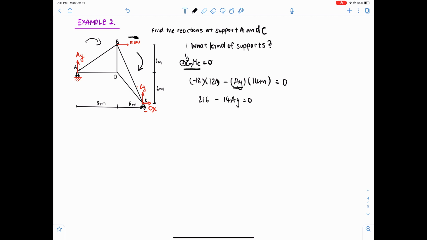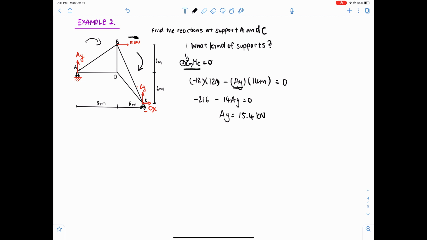And sorry, this should be a negative as well. All right, just keep in mind your positives and negatives. So that means that AY is now equal to 216 divided by 14. That's roughly 15.4, and your units are in kilonewtons because those are forces.